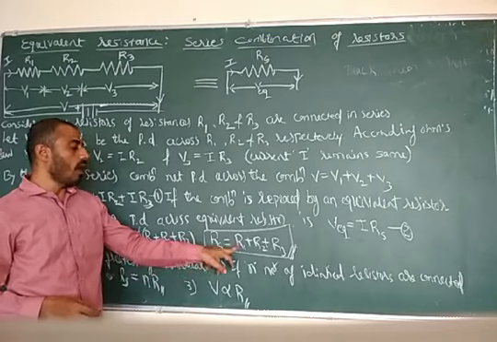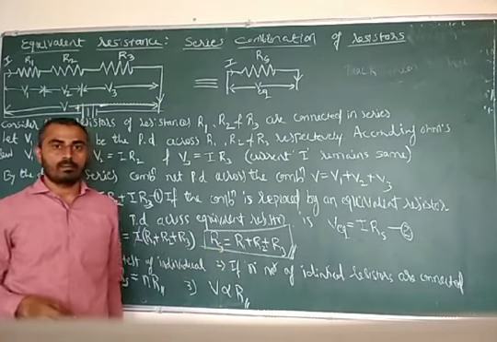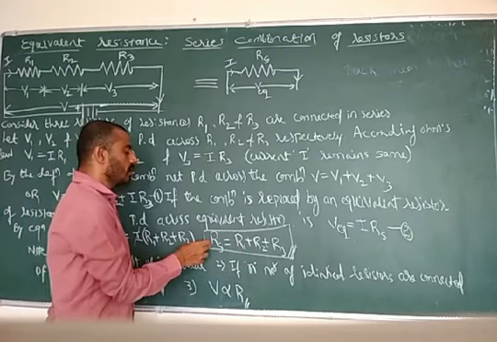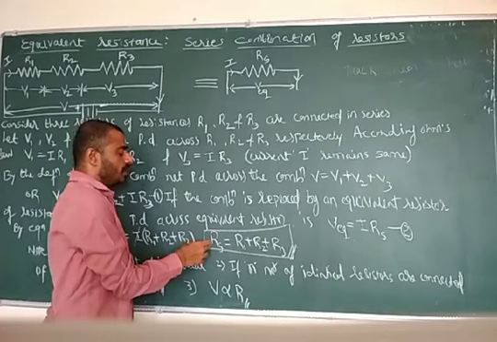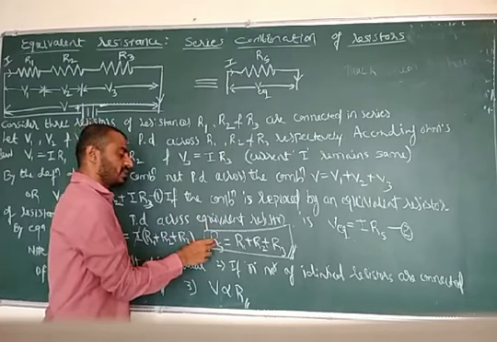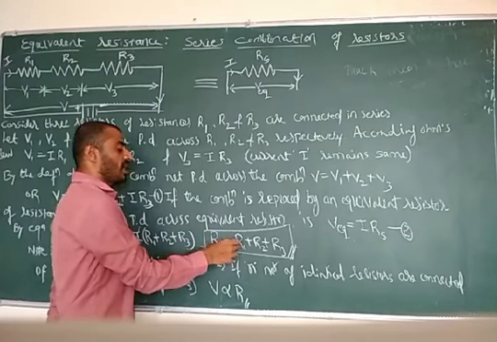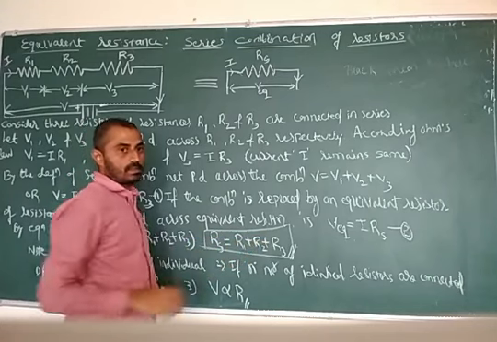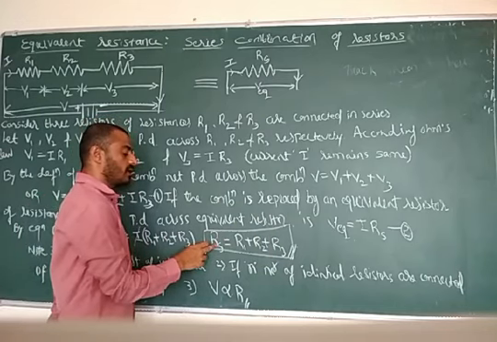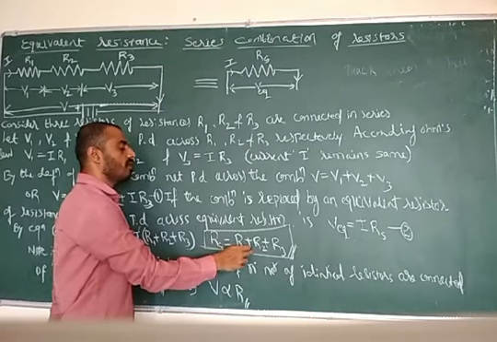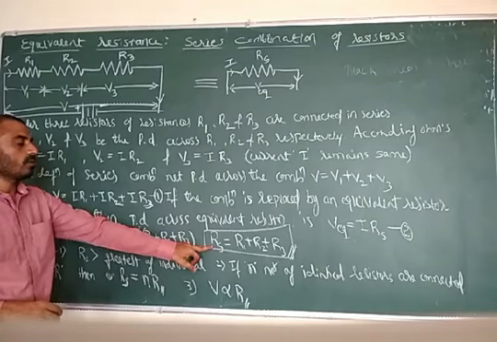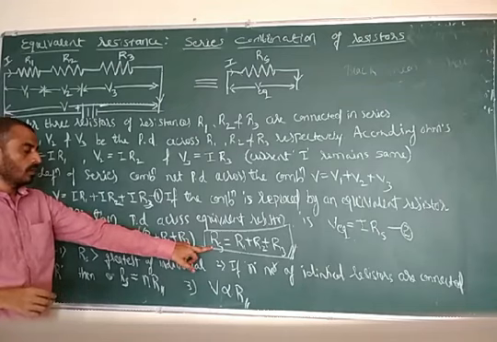Rs is equal to R1 plus R2 plus R3. What does R1 plus R2 plus R3 mean? The effective resistance of resistors connected in series is always equal to the sum of the individual resistances. The effective or equivalent resistance of resistors connected in series is always equal to the sum of the resistances. This is the expression we had to derive.